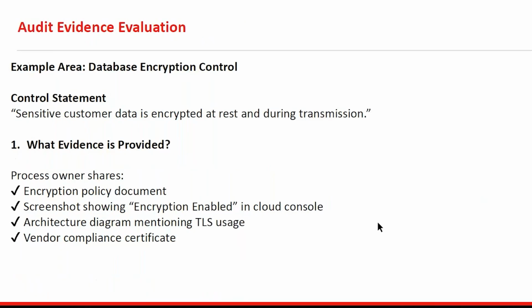Okay. Another example. Today, one of the strongest controls that you may have to validate is database encryption, right? Because we expect that any sensitive data is encrypted at rest and during transmission. So as an auditor, you are validating how this encryption happens and what the effectiveness of the control is. You've looked at the encryption policy document. You've looked at a screenshot which says encryption is enabled. You have looked at an architecture diagram where transport layer security is used. And you have also looked at a vendor compliance certificate.